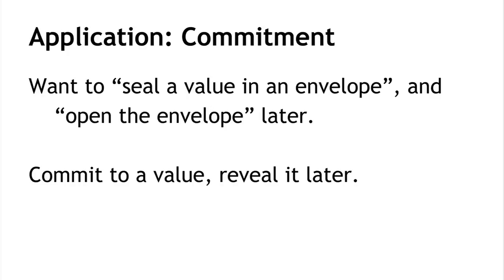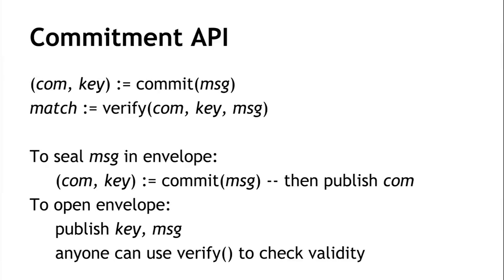So to be more specific about what is the API that we're going to provide here, the commitment API looks like this: there are two things you can do. First, you can commit to a message, and that's going to return two values, a commitment and a key. Think of the commitment as the envelope that you're going to put on the table, and the key as a secret key for unlocking the envelope.